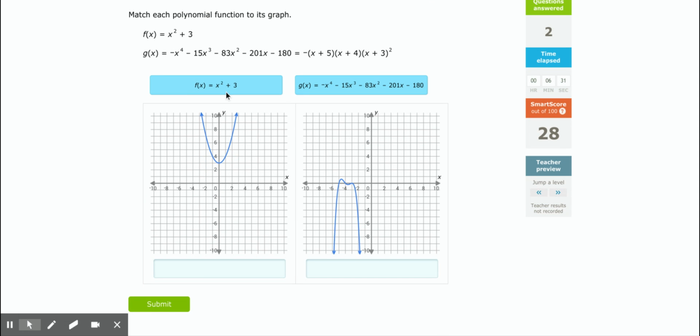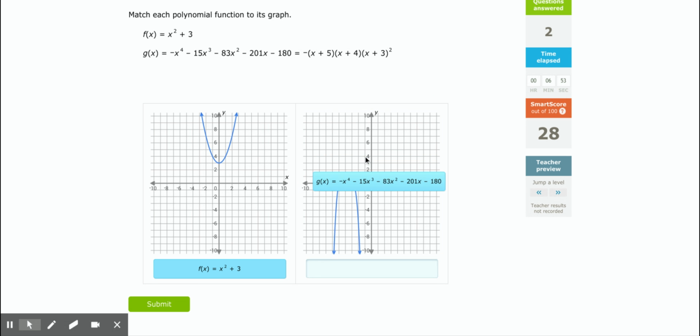Okay, a couple things to talk about here. I think if you understand the shapes, it's probably pretty easy at this point. A squared degree, or a degree of 2, especially with a positive leading coefficient, would make a parabola that opens up. It must be this one. This has a negative on it. Fourth power must be this one.